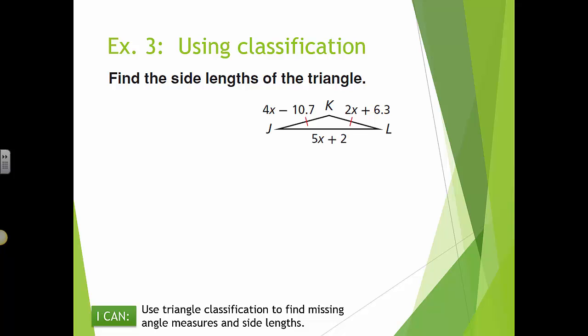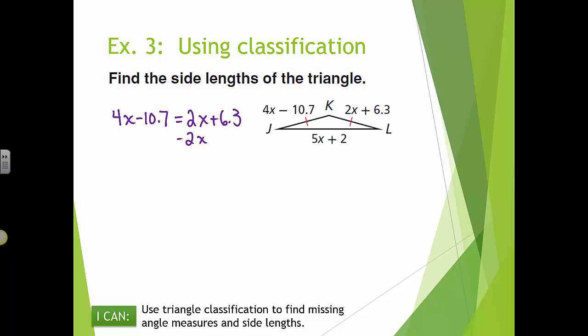All right, here's the last I can statement. I can use triangle classification to find missing angle measures and side lengths. So clearly here, because of these markings, we have an isosceles triangle, which means those side lengths are congruent, so we can set them equal to each other to find x. So I can do 4x minus 10.7 equals 2x plus 6.3.